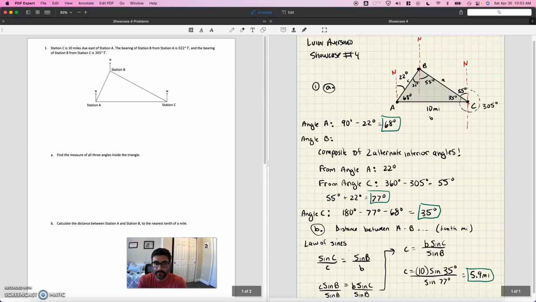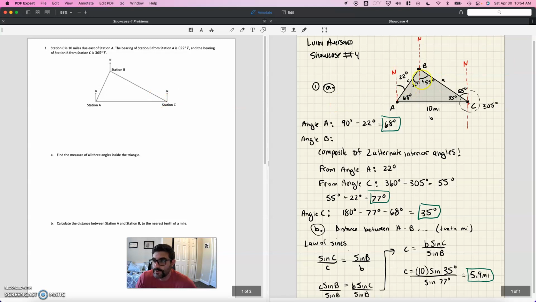So we're given this problem. Station C is 10 miles due east of Station A. The bearing of Station B from Station A is 22 degrees true north, and the bearing of Station B from Station C is 305 degrees true.